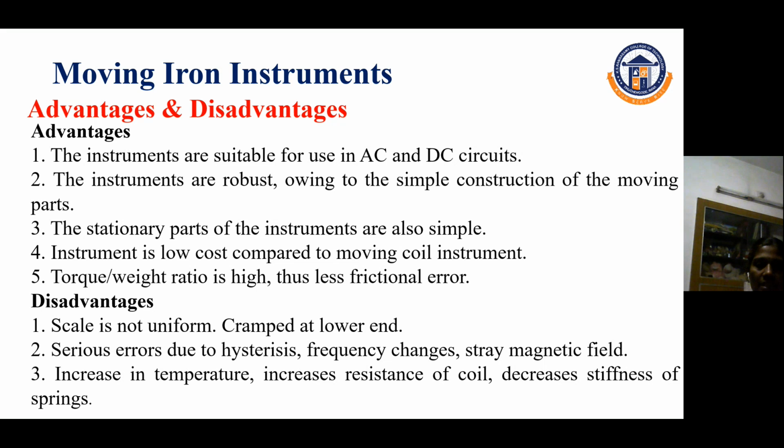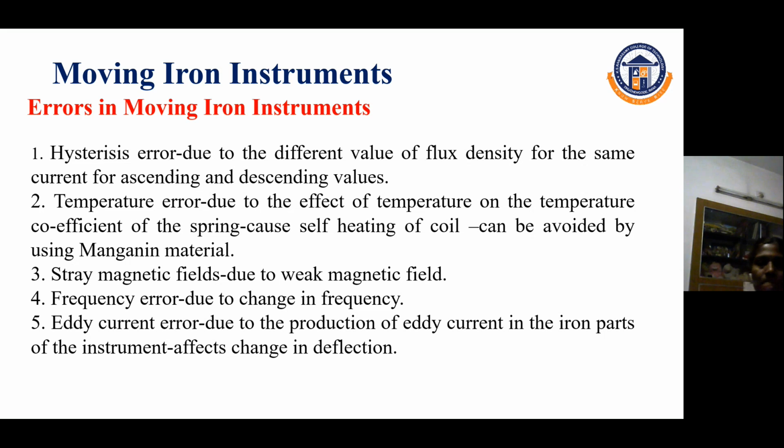And the disadvantages: the scale is not uniform, it is cramped at the lower end. There are series errors due to hysteresis, frequency changes, and stray magnetic fields. An increase in temperature increases the resistance of the coil and decreases the stiffness of the springs.